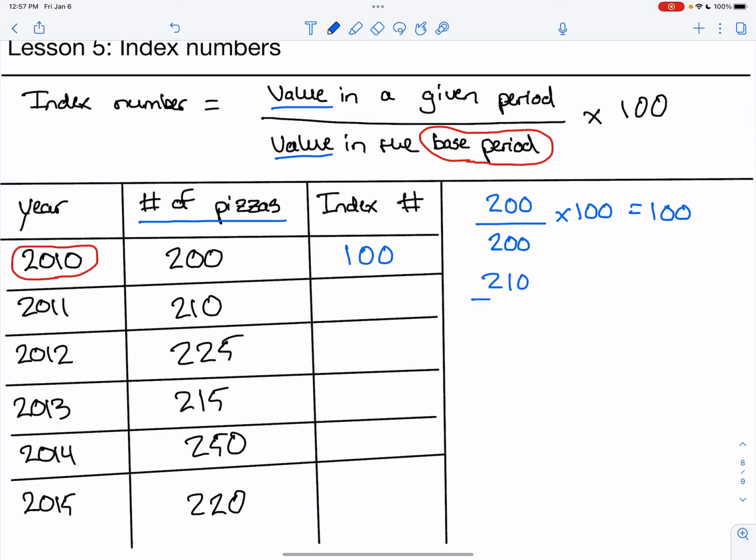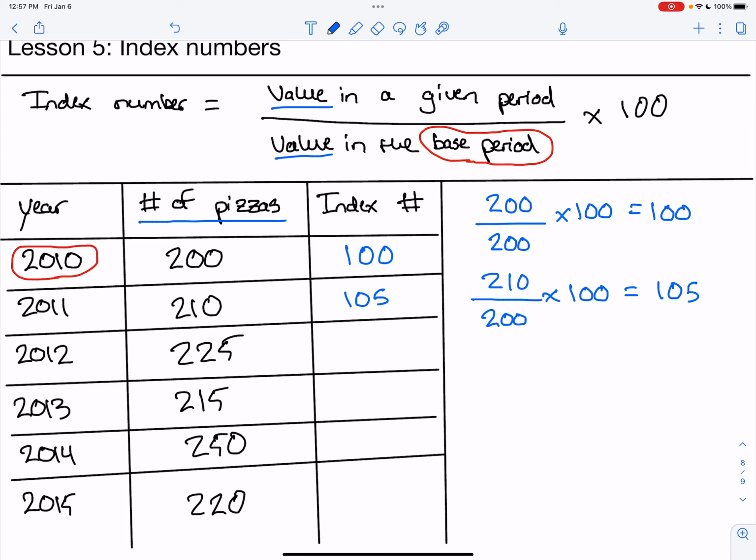So we divide 210 by the number in the base year, which is still 200, and we multiply that number by 100, and we obtain 105. Okay, so our index number in 2011 is 105. And then we do the same thing for all subsequent columns, okay?